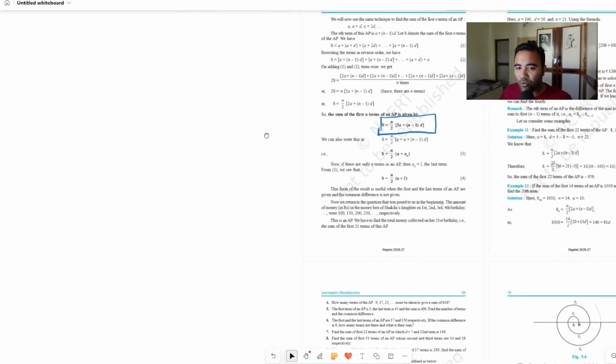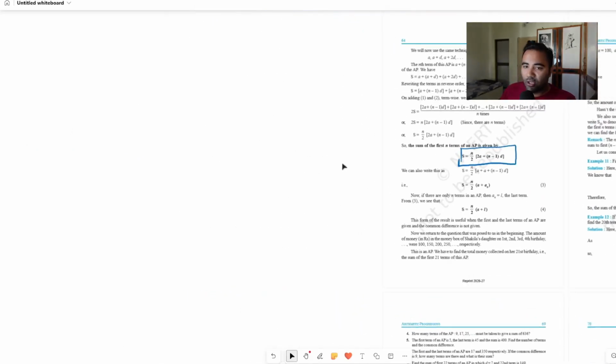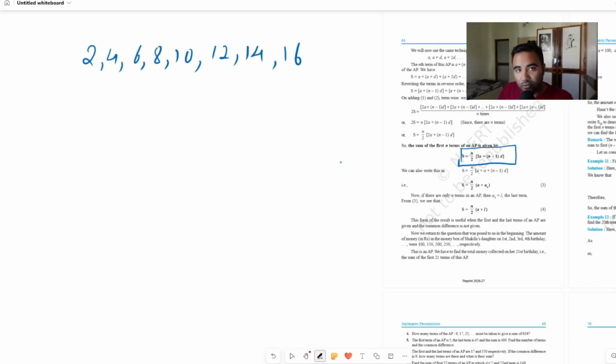Let me just show you. There is some space over here. So sum is basically, if you take this AP 2, 4, 6, 8, 10, 12, 14, 16. Let's say this is an arithmetic progression. It is, right? The common difference is 2. So we take A is equal to 2. Common difference is again 2.